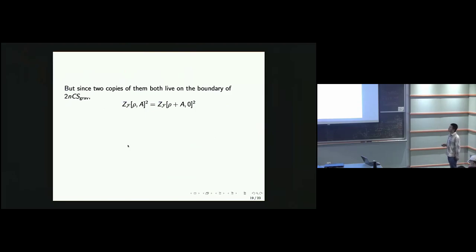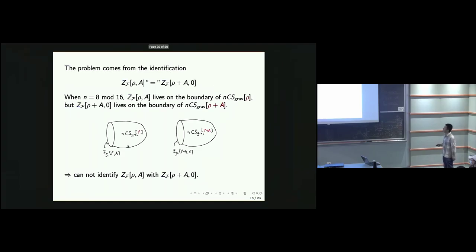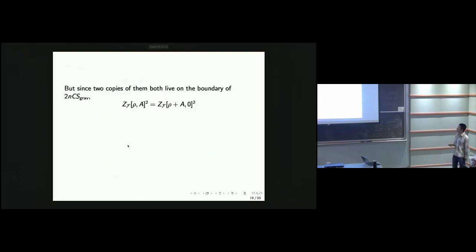But what you can do is to consider a square of them. If you consider a square of them, the two copies of the theory are free from the anomaly of the spin structure. Therefore, you can identify them. The bulks are independent. If you take the square of them, the total gravitational anomaly is 0 mod 16. Therefore, the bulk is independent of the spin structure. Therefore, you can compare the two states. You can compare the partition functions which live on the boundary of the same three-dimensional bulk theory. So therefore, there's a canonical choice to identify them.